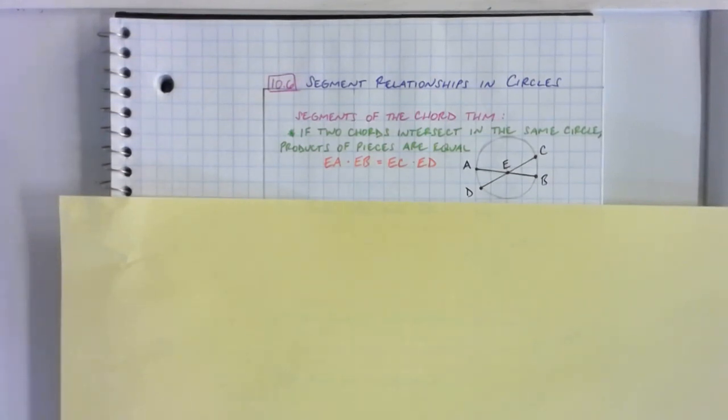All right, chapter 10, section 6, segment relationships in circles. As the name suggests, we're going to be dealing with pieces of segments as they relate to each other within or around circles. I just want to point out that this is going to be a subtle difference from section 5, where there were angle relationships in circles. In section 5, all our answers dealt with some sort of degree measurement in regards to angles.